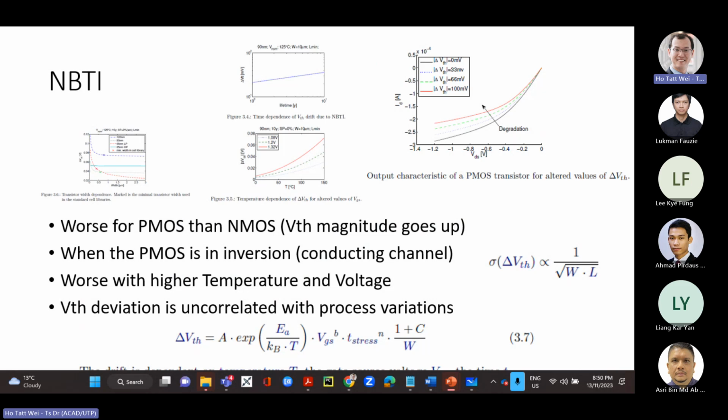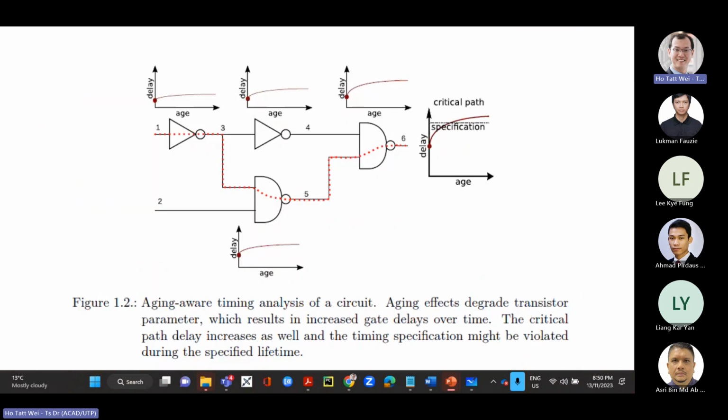And again, where would you apply this? Well, the key point here is that over time, the delay of your whole circuit actually goes up. And what you worry about is that the delay goes up to a point where it breaks the specification. That means you're not able to run this as fast as you could. The circuit will still work, but you have to slow down the clock.